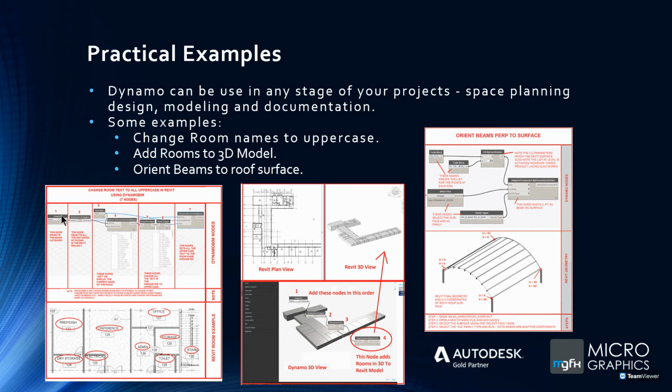Then there's the middle one. There is adding rooms to your 3D model. Basically, it's also 4 nodes. These are examples that are on the internet. It's not that I've created them, but it's looking at all the rooms and adding them to a 3D model. And on the right there is orient beams to a roof surface. So you've already got a roof surface, and then it creates those beams along the roof at certain intervals. It's a couple of nodes strung together to create that particular modeling.